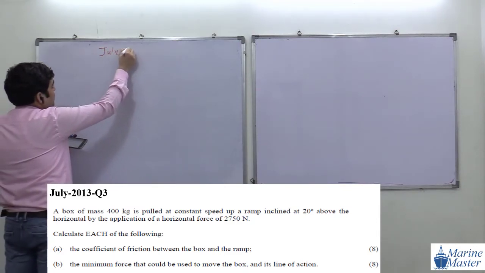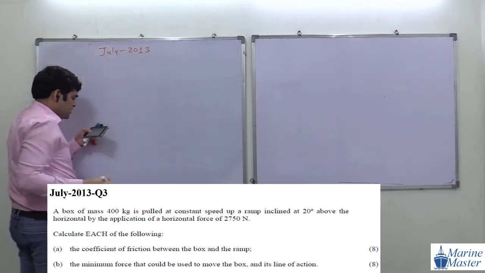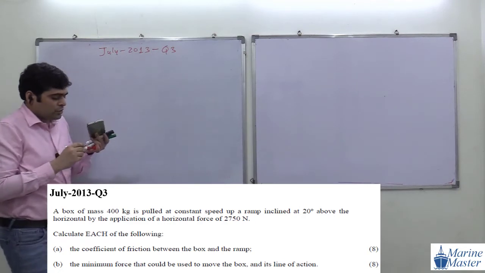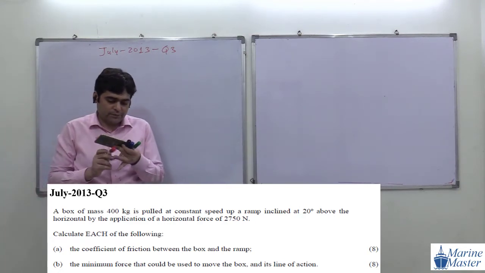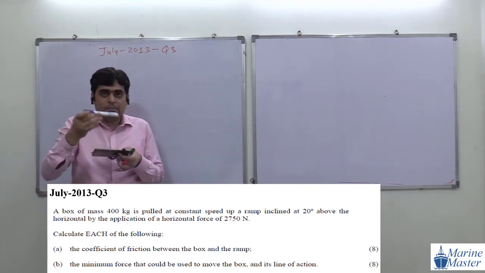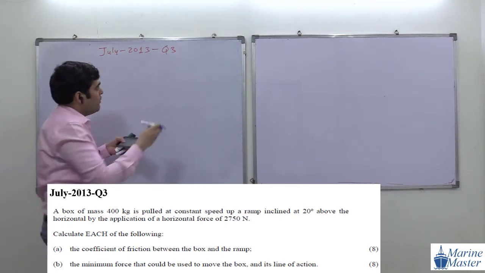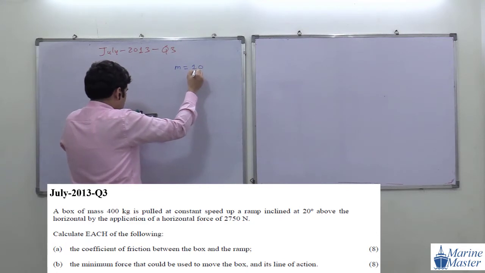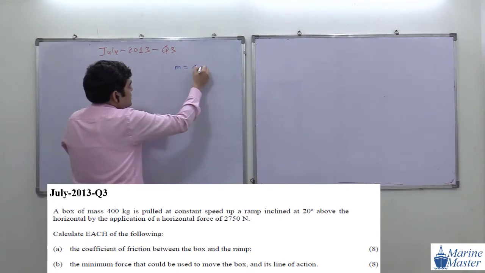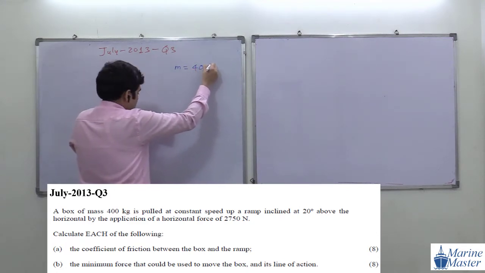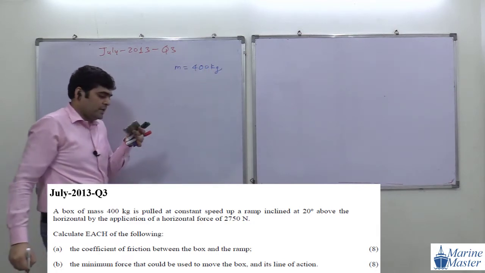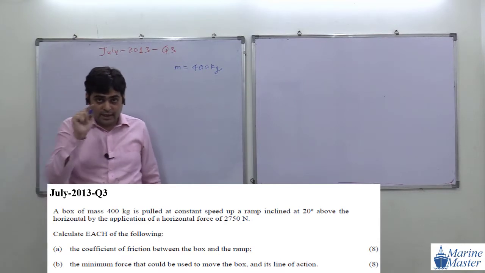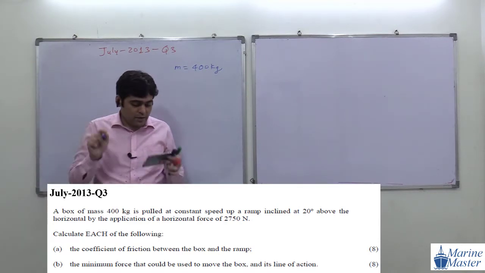Next question that we are going to study is from July 2013 exam. Question 3. Now I am going to read the question for you. See the scenario. We have a box whose mass is how much? Not 100 kg, 400 kg. A box of mass 400 kg is pulled at a constant speed. See the wording, underline that word, constant speed.